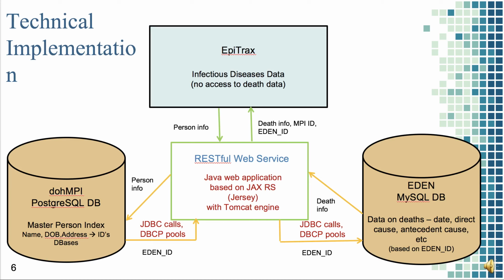This is our technical implementation slide. The project deliverable represents a RESTful service implemented in the Java application, taking advantage of Jersey technology following the JAX-RS API specification. The service connects DOHMPI, Eden, and potentially unmatched requests databases using the JDBC technology. It achieves performance improvement in case of heavy use of the service by employing connection pooling as implemented in the Apache Tomcat DBCP library.